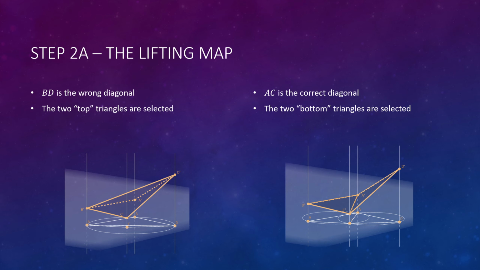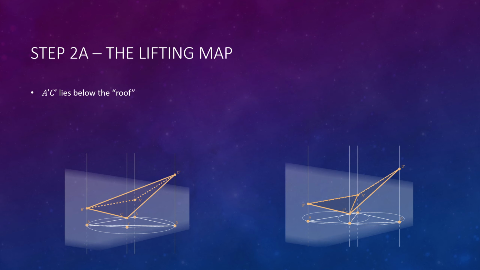So now what we want to do is to notice that A prime C prime in the first case lies below the roof, if we look at it from that perspective. Now we try to look at the volume of the whole figure. More specifically, for each triangle, we're going to look at the volume between that triangle and its image. Then we sum this over all the triangles.